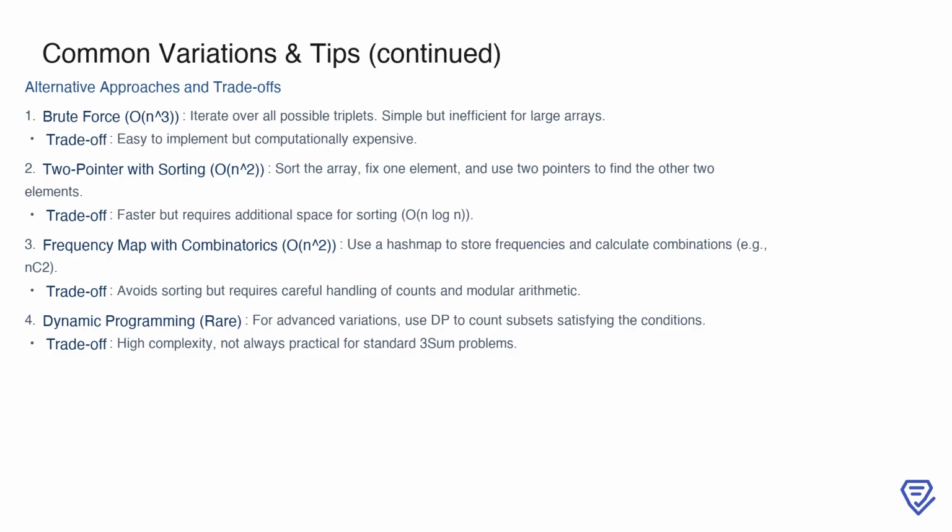Another effective approach is using a frequency map with combinatorics. By storing the count of each element in a hash map, you can calculate combinations efficiently, such as n choose 2. This avoids the need for sorting but requires careful handling of counts and modular arithmetic to ensure correctness. For advanced variations, dynamic programming can sometimes be applied to count subsets that satisfy the required conditions. However, this approach often has higher complexity and is not as practical for standard three-sum problems.